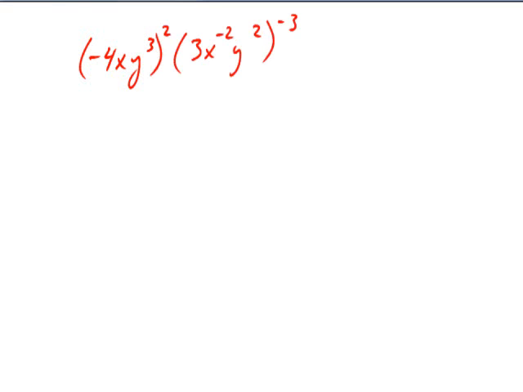And let's look at one more problem. Negative 4xy cubed quantity squared, 3x to the negative second, y to the second, raised to the negative third. Stop the video and come back when you're finished solving the problem.